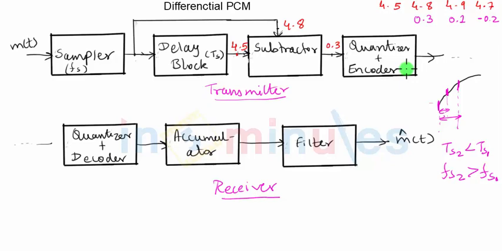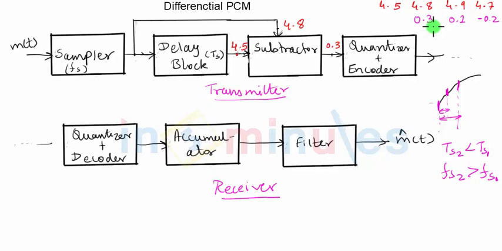So differential PCM will not give us that advantage if we are forced to use a very large sampling frequency. I repeat, why would we want to use a large sampling frequency? So that the two samples are very close to each other and hence they have similar values so that their differences are small. So in this case, differential PCM may not perform any better than PCM. So that's the transmitter side.